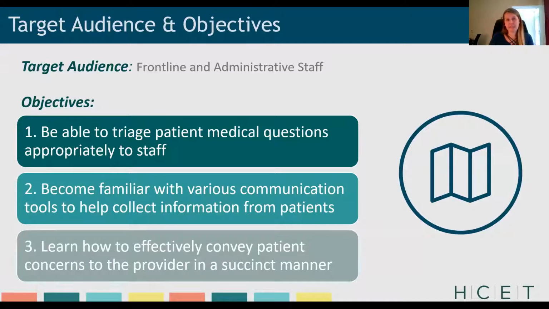The target audience for this presentation will be frontline and administrative staff. I briefly touched on it, but there are three objectives for this presentation. The first is to triage patient medical questions appropriately to staff. The second is to become familiar with the various communication tools to collect information from patients. The third is to learn how to effectively convey patient concerns to the provider in a succinct manner.